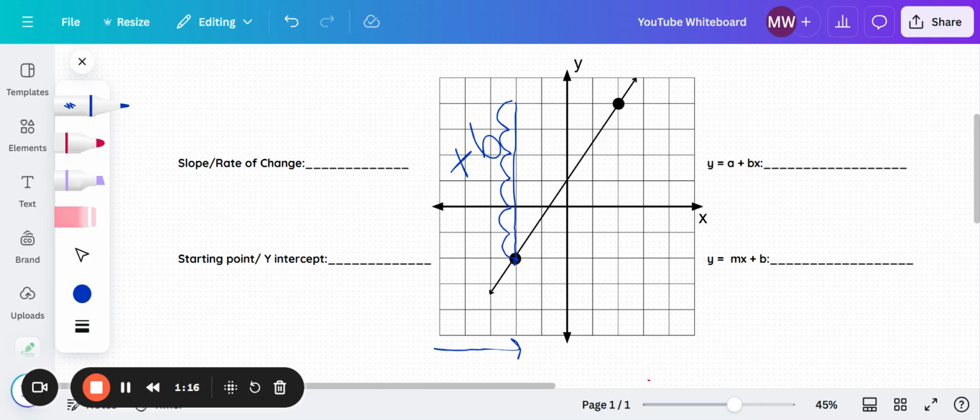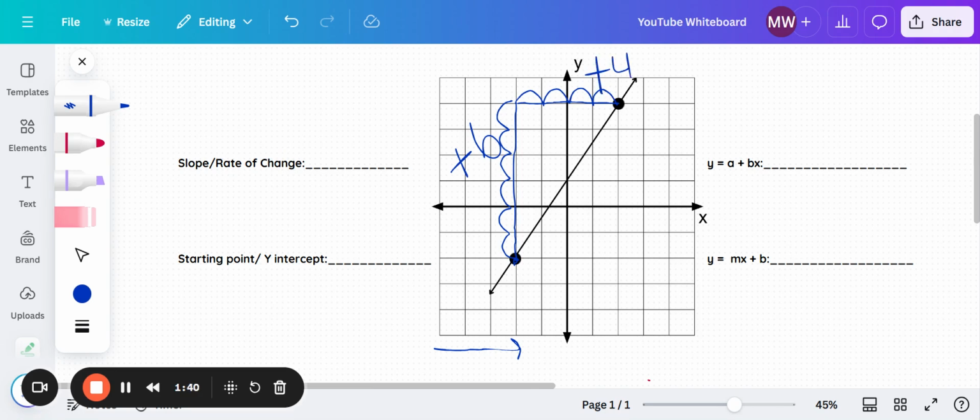Next, I work on left or right. In this case, I'm going to go right to reach my next point. So I'm going to draw a line from where I ended straight over to the other point. And then I'll count how many spaces over did I go to get to that point. 1, 2, 3, 4. So I went 4 to the right.